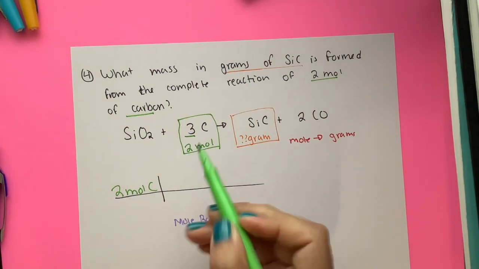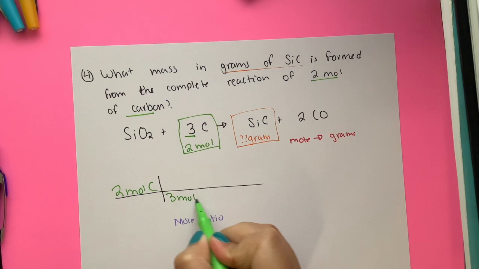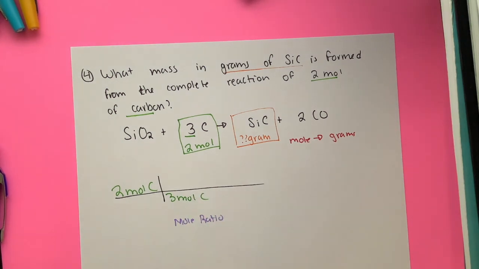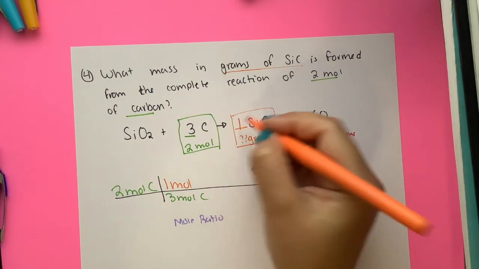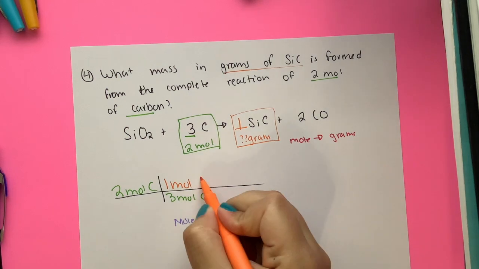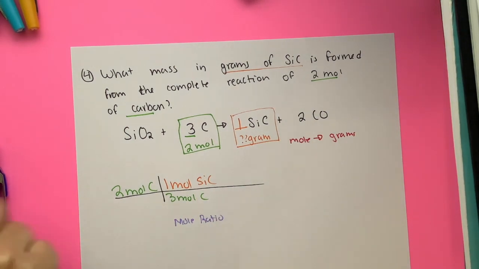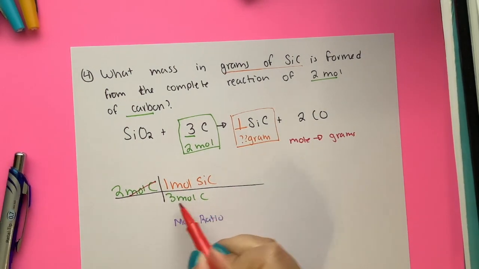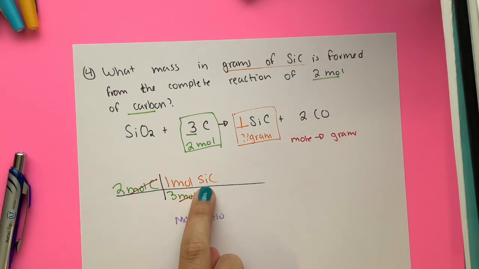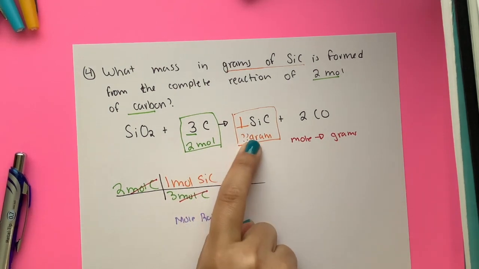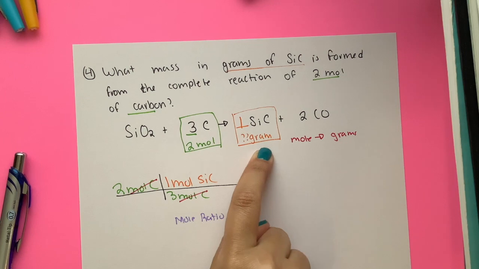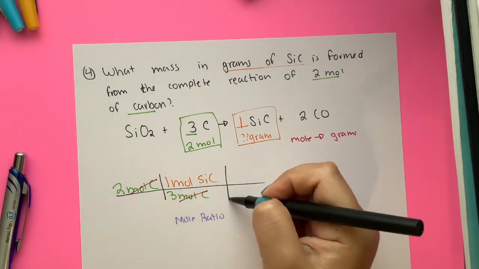I have 3 moles of carbon for every 1 mole of SiC. Remember that if there's no coefficient, that means there's a 1. The reason I wrote moles of carbon in the bottom is so the units cancel each other out. Now I am in moles of SiC. So I've made that jump from one compound to the next, but the question is asking me for grams, not moles. So I need to do one more step.